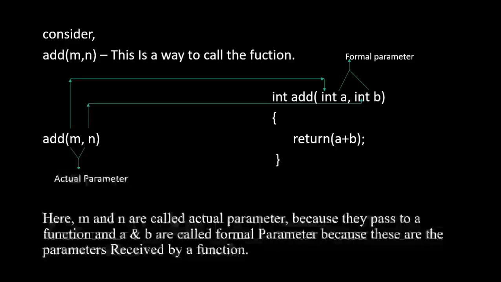Here in the example, m and n are called actual parameters because they are passed to a function, and a and b in the function are called formal parameters because these are the parameters received by the function. Now we are clear on what a parameter is. Let's get started with calling functions.